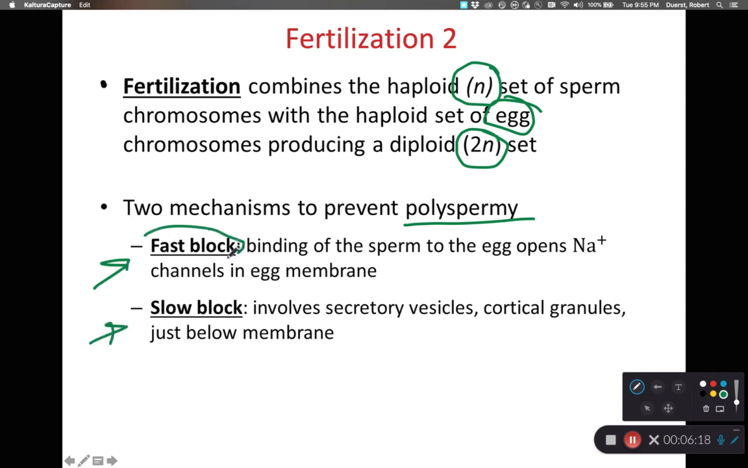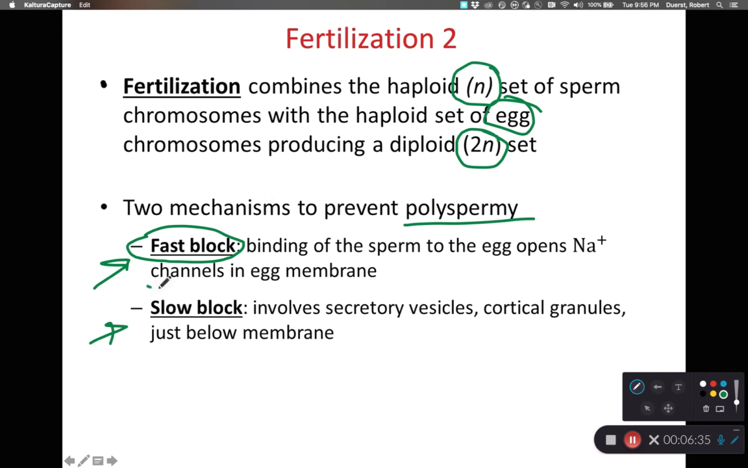The fast block is going to involve sodium-gated channels rapidly opening in the egg membrane, and that's going to prevent the sperm from being able to penetrate by changing the voltage across the membrane of the egg.